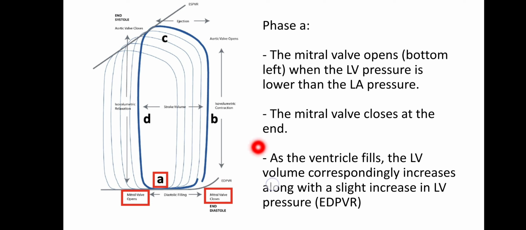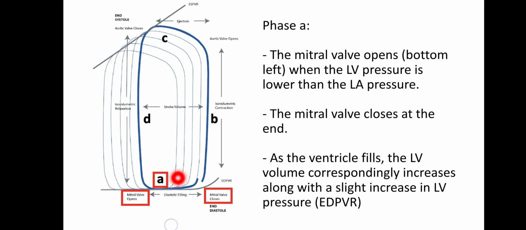And at the end of this phase, the mitral valve is closed. As the ventricle fills during this phase, the blood flows from LA to LV. As the ventricle fills, the LV volume correspondingly increases. I told you the volume will be represented on the horizontal axis. So the volume shifts from this point to this point. The LV volume increases.